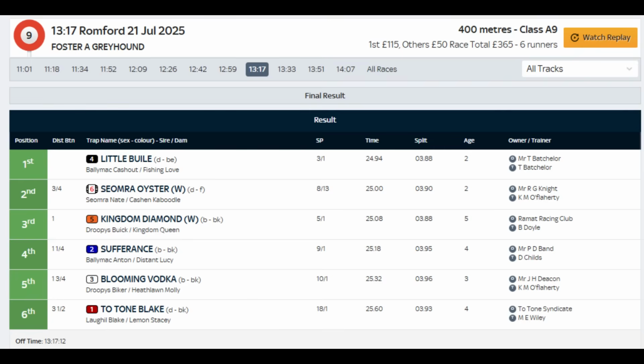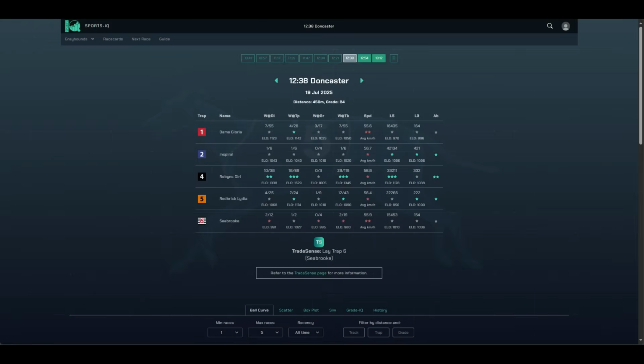And this race is the perfect example of why it's absolutely essential to profile every race, even when you're using TradeSense. TradeSense gives us a huge edge. It's data-driven, intelligent, and consistent, but it's not a crystal ball. It's a tool, and the real edge comes when you layer your own profiling on top of that signal. When you break down the bell curve, dive into the box plot, explore the scatter, check Grade IQ and simulate the outcomes, you're not just accepting a lay signal, you're validating it.